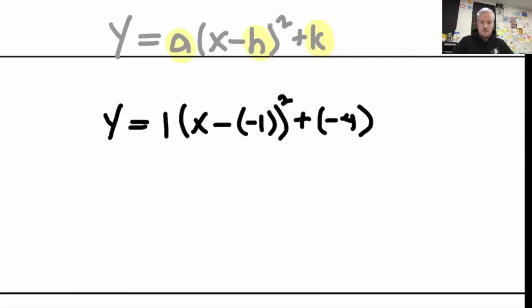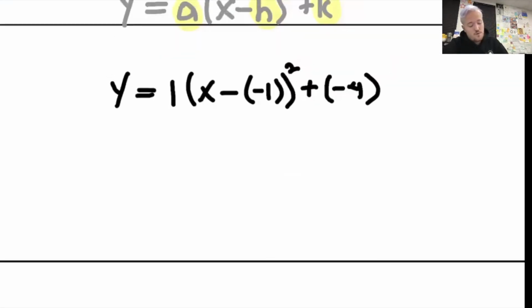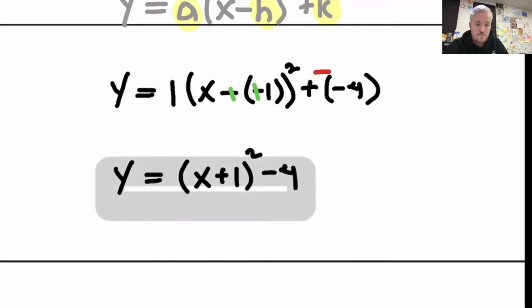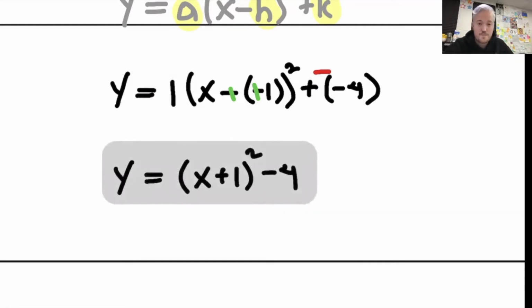So we don't want to just leave it like this hot mess that we see before us. We want to start cleaning it up. The part that we're cleaning up is right here. So minus a negative turns into plus a positive. And then over here, when we add a negative, that just turns into subtraction. So here you're going to have y equals, parentheses, x plus 1, all squared, minus 4. And in the front here, we don't have to write that 1. It doesn't change anything, so you can just leave it off. If it was any other value, you would leave it there, though. So this is your vertex form. This is your final answer.